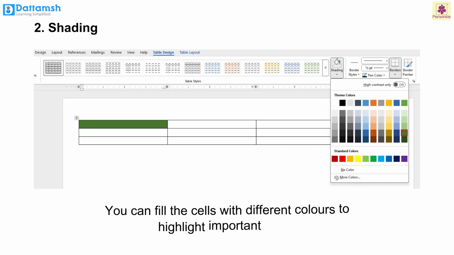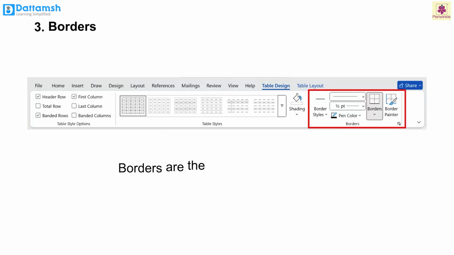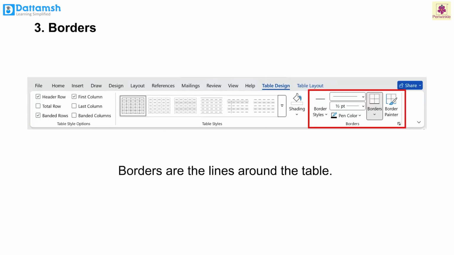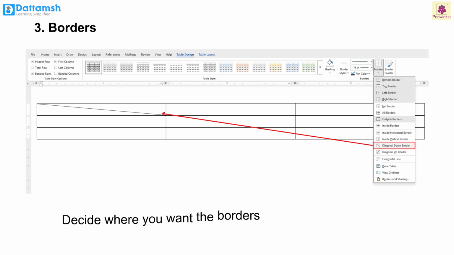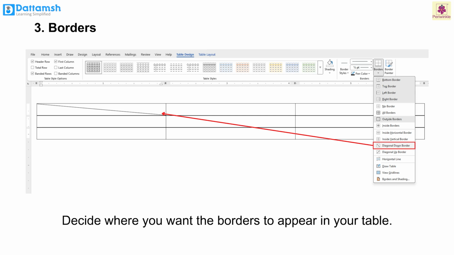You can choose any style from the options given. Shading. You can fill the cells with different colors to highlight important parts. Borders. Borders are the lines around the table. You can make them thicker and dotted. You can also decide whether you want the borders to appear in your table.